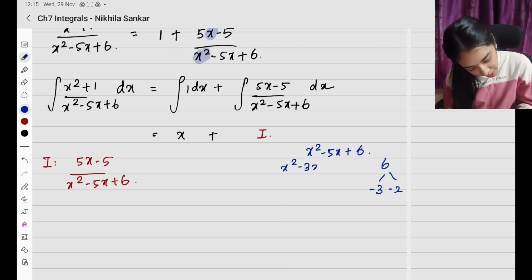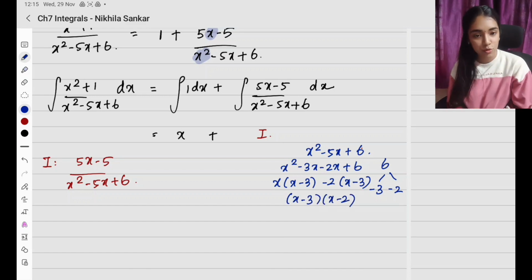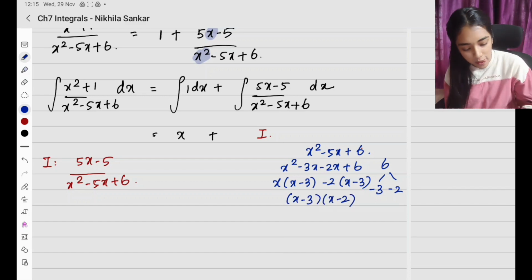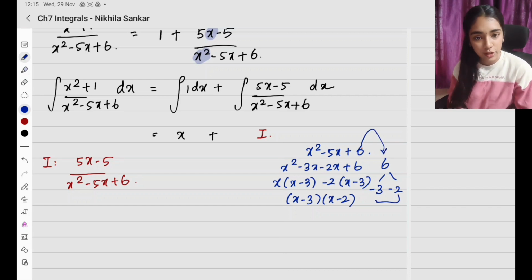x square minus 3x minus 2x plus 6. x common எடுத்தா I have x minus 3. If I need x minus 3 here, I need a minus 2. So this is going to be x minus 3 times x minus 2. Splitting the middle term la ஞாபகம் இருக்கா? என்ன பண்ணுவோம்னா the product has to be the constant and the sum has to be the coefficient of x.